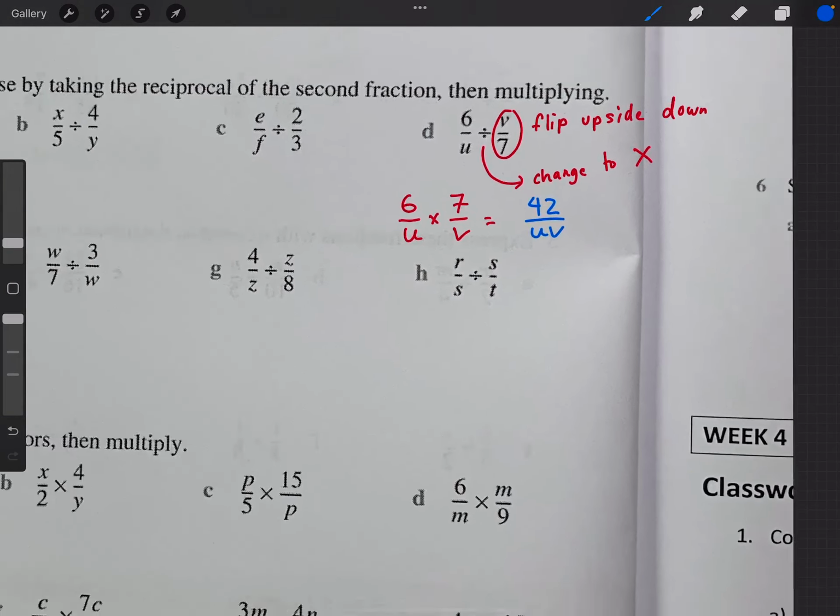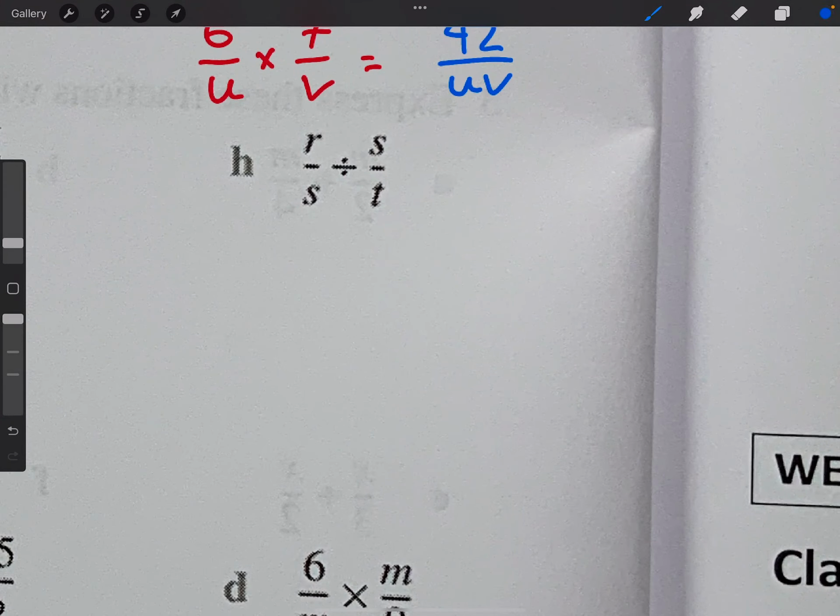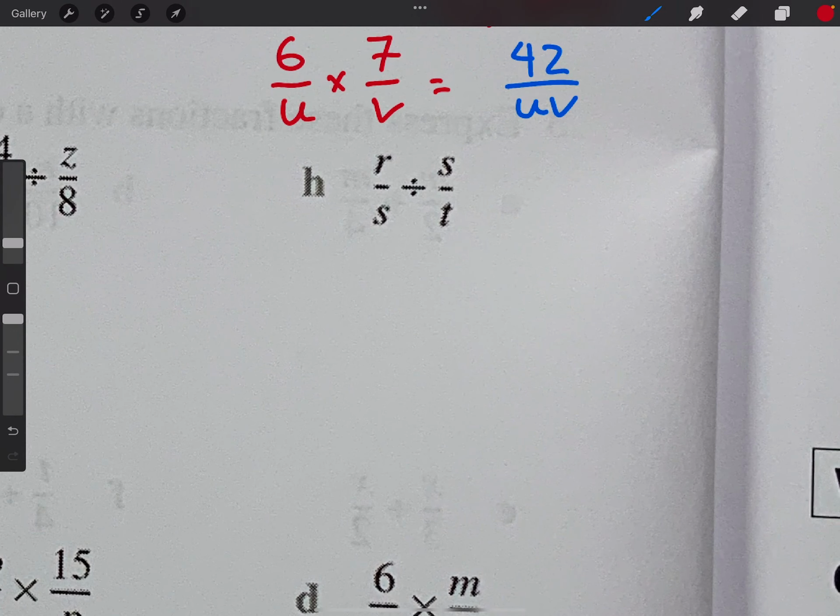Alright. Question H. Again, we have to flip. So this will be r over s. The first one stays the same. The second one becomes t over s. And then we put it times.